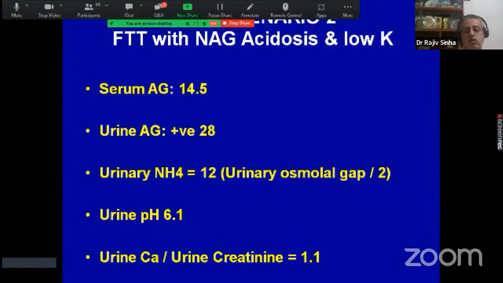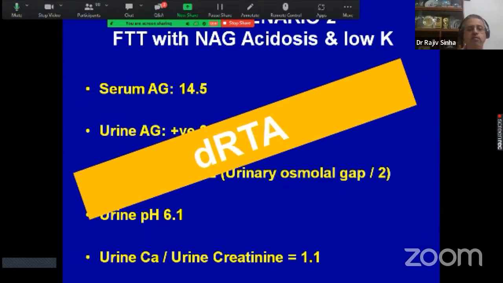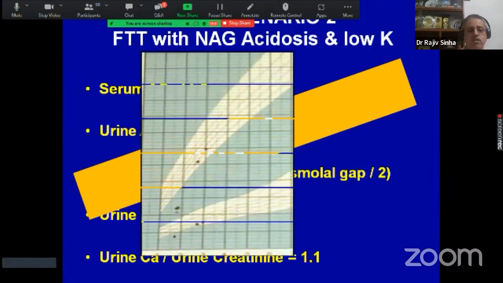Urinary pH did not go below 5.5. The minimum it went was 6.1. The child also had hypercalciuria, and we already have a tentative diagnosis in our mind, I'm sure, of a distal renal tubular acidosis.